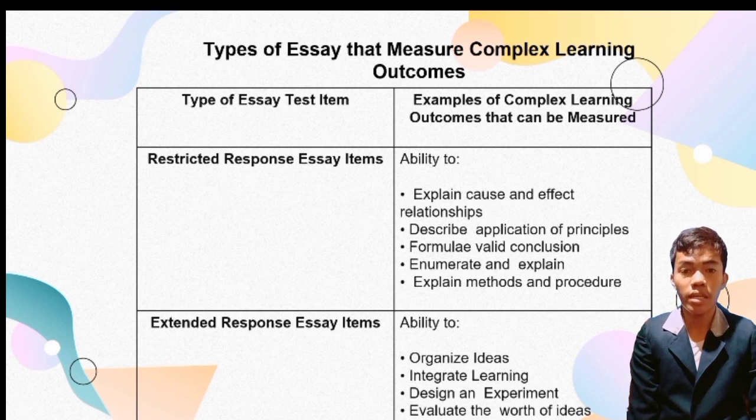Types of essay tests that measure complex learning outcomes. Type of essay test items and examples of complex learning outcomes that can be measured. Restricted response essay items: ability to first, explain cause and effect relationships. Describe application of principles. Formulate valid conclusions. Enumerate and explain. Explain methods and procedures.